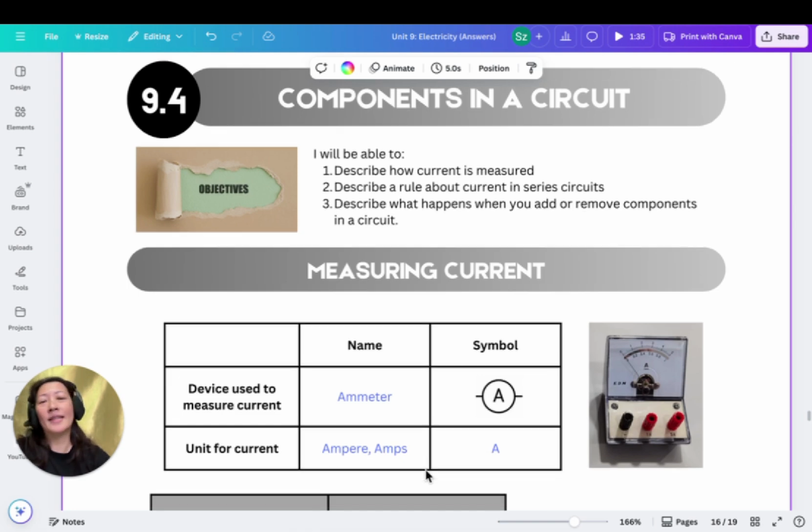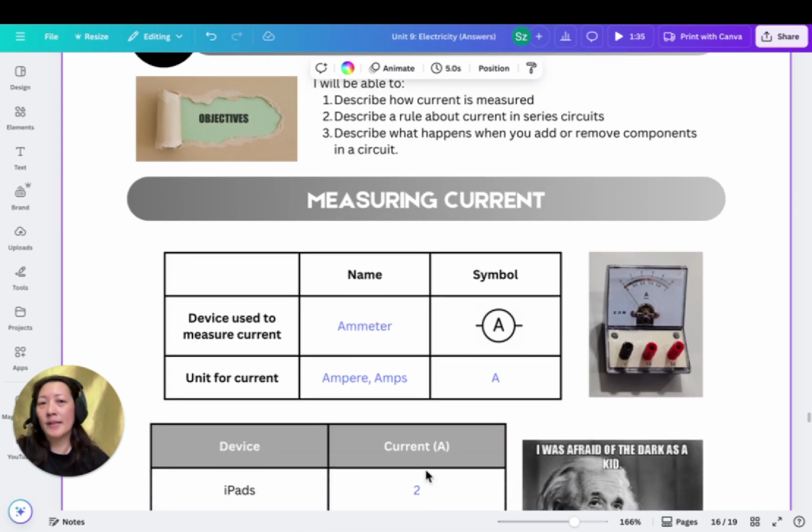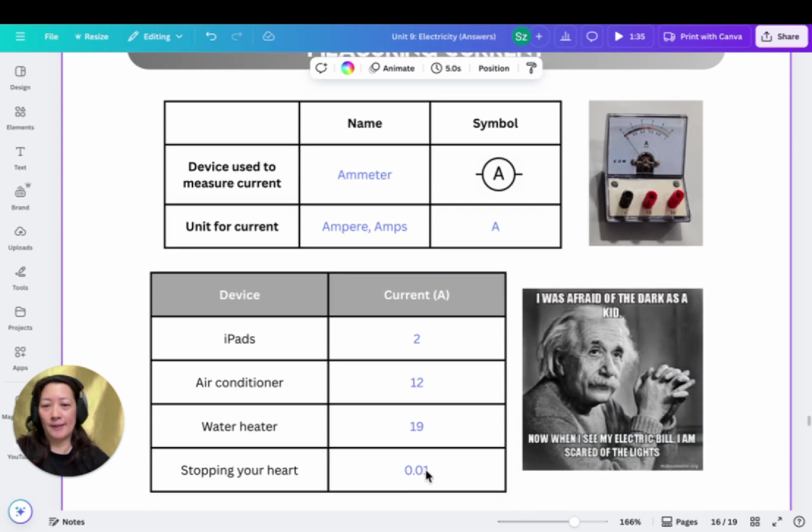Let's take a look at some of the common values of current that flow through our devices. So for those of you who are using your iPads, you'll find generally that the iPads would use a value of about 2 ampere of current. Air conditioners are much higher powered machines. They need to be able to cool an entire room. Therefore, they use a lot more electrical energy, which is why they have a much higher current usage. Depending on the type of air conditioner, most air conditioners would use up to 12 ampere of current.